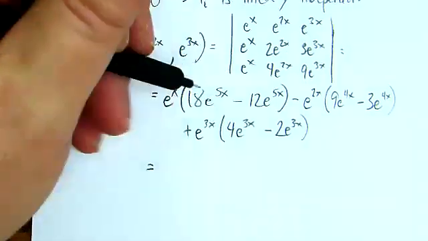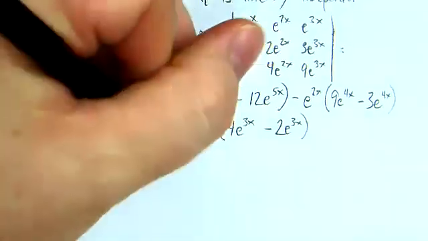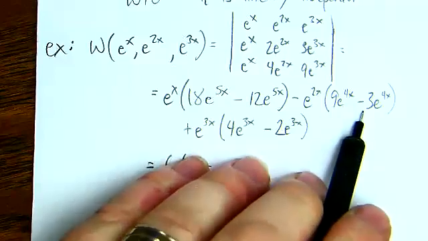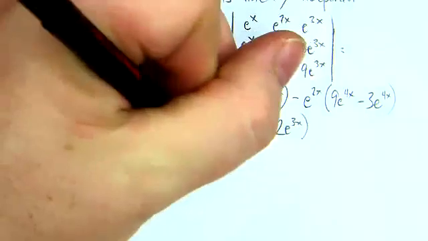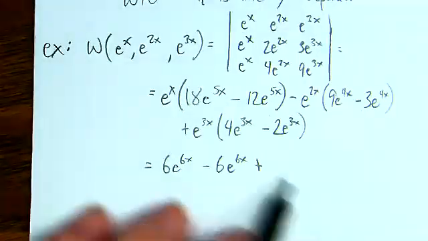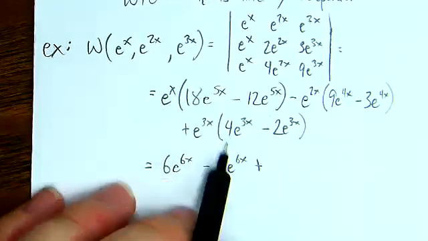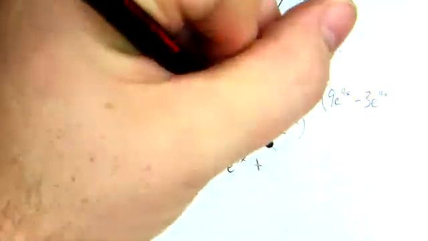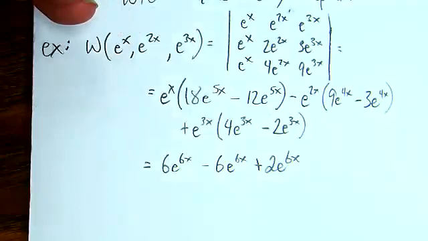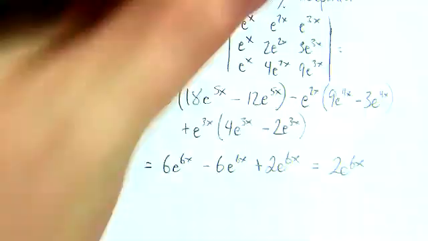And what we end up with is 18 minus 12 is 6. I have 6 e to the 5x times e to the x is e to the 6x, minus 9 minus 3 is 6. E to the 4x times e to the 2x is e to the 6x, plus 4 minus 2 is 2. E to the 3x times e to the 3x is 2e to the 6x. And we end up with 2e to the 6x.